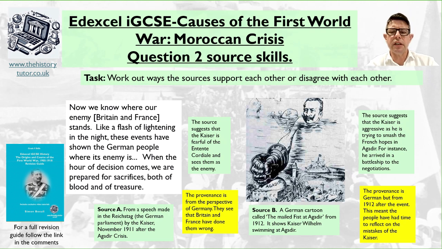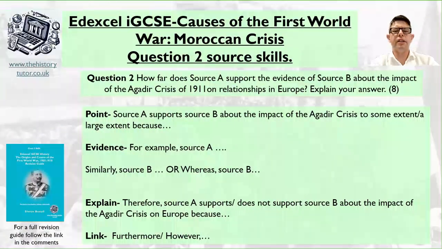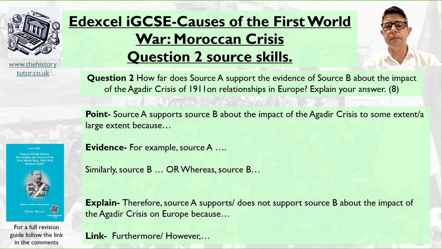So you could start to talk about similarities perhaps for both of them being German perspectives, both of them about aggression perhaps. You can already start to see some similarities. So how do we write our answer? So we want to use appeal style perhaps. Make a point. Source A supports source B about the impact of the Agadir crisis to some extent or to a large extent because, and then give an argument.